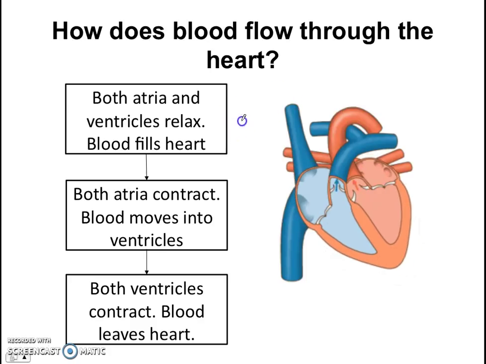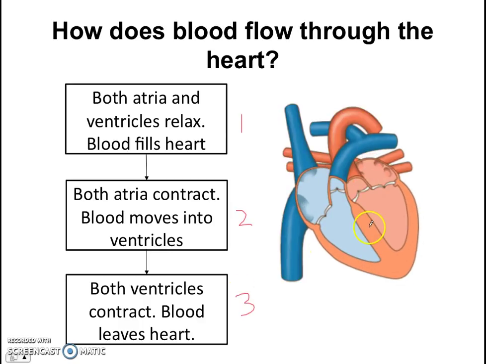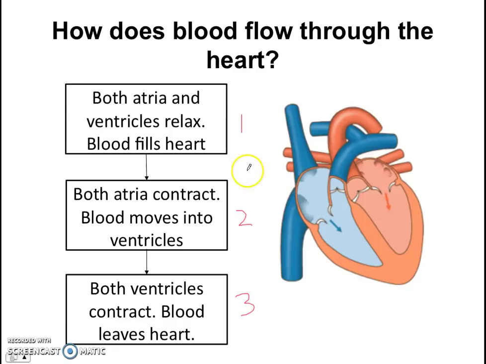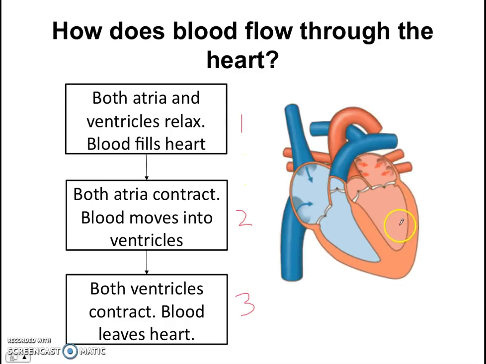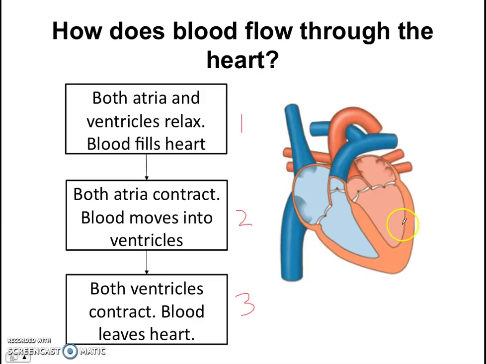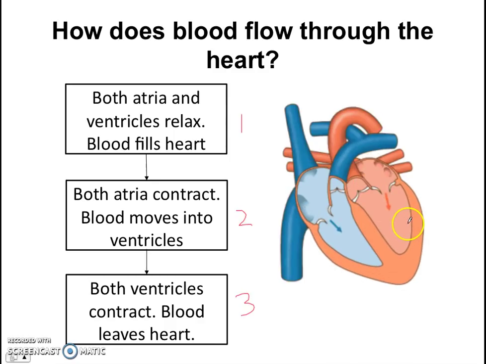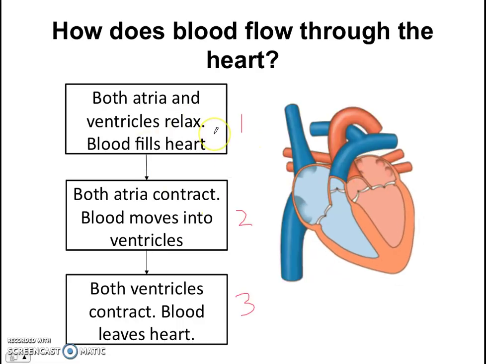So I'm going to number this as 1, 2, and 3. And when you take a look at the diagram now, I'm going to tell you when it's 1, 2, and 3, okay? 1, 2, 3. So you can see, relax, atrium contract, ventricle contract. Relax, atrium contract, ventricle contract. Okay, and that's how the blood flows through the heart.